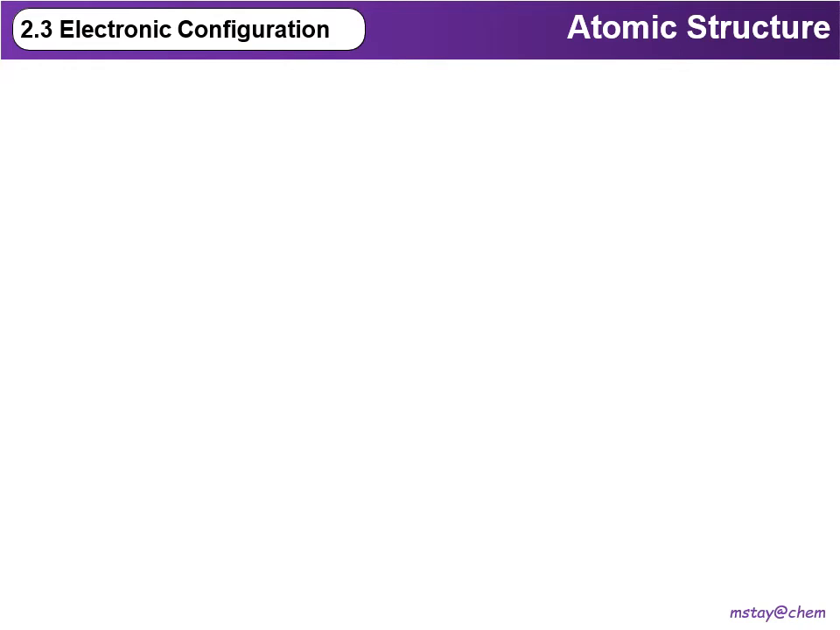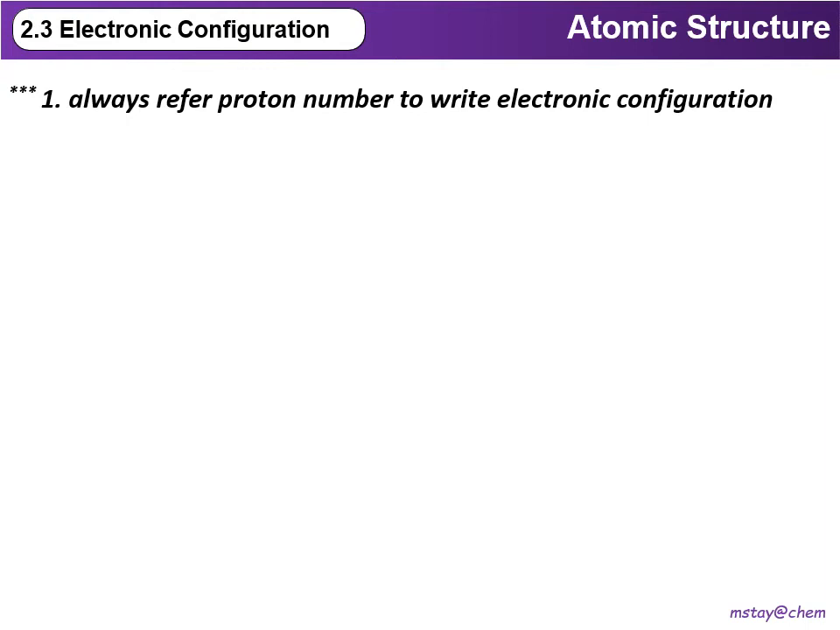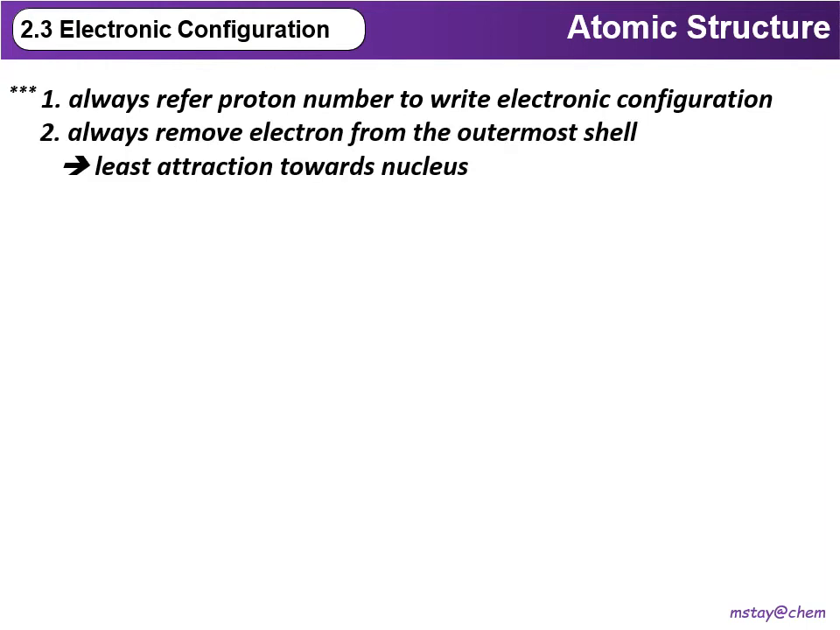Okay, a very quick summary. When we want to write the electron configuration, first we always refer to the proton number, and we must write the electronic configuration based on the proton number. If the species is a positive ion and we need to remove electrons, remember that we are going to remove the electron from the outermost shell. Outermost, most in bahasa we consider yang paling. Outer adalah luar. So we are going to remove the electron from the outermost shell.